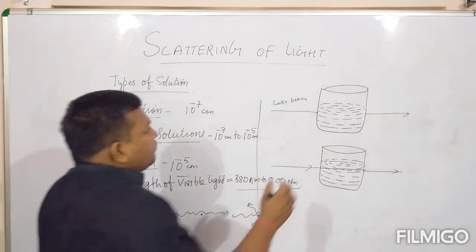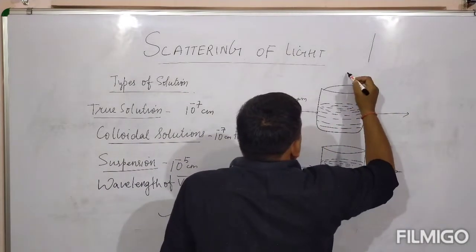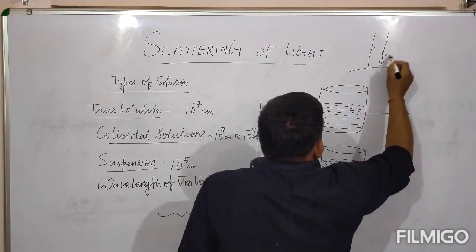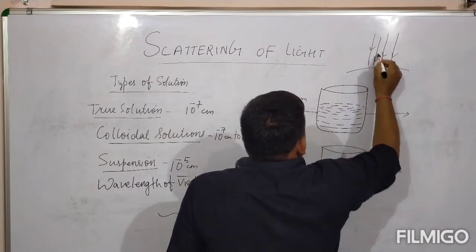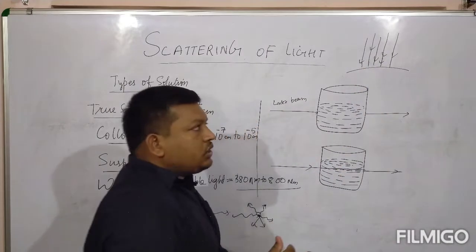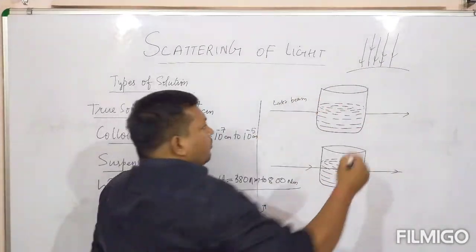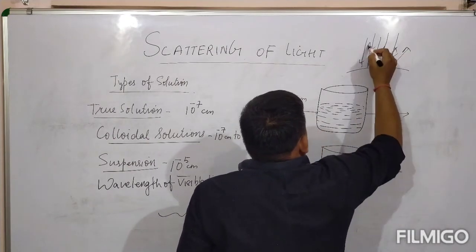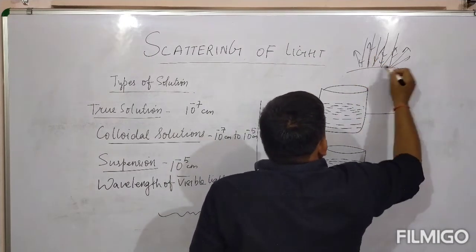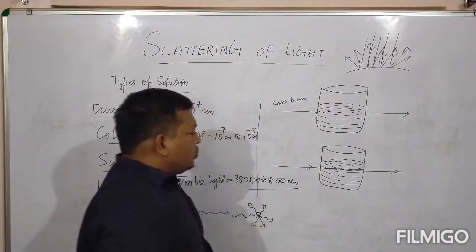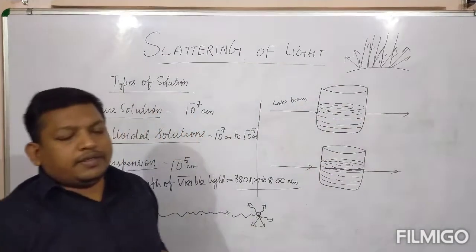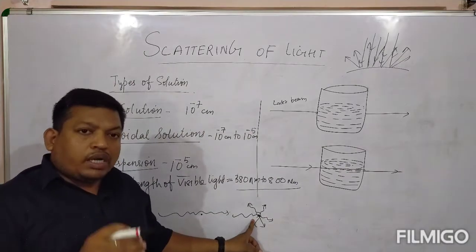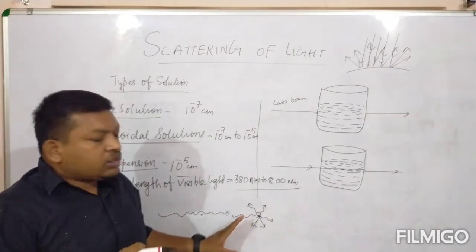Take one more analogy. When a current of water falls on an obstacle, what happens? The direction of the water current is redirected. Some water goes like that, some like that, some like that. The direction of the water jet or water current is redirected. So this redirection of the path of light, when it falls on any obstacle of particular size, is called scattering of light.